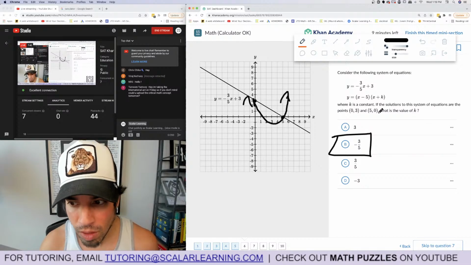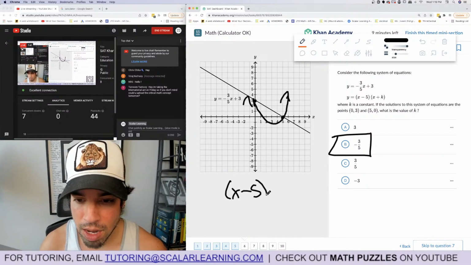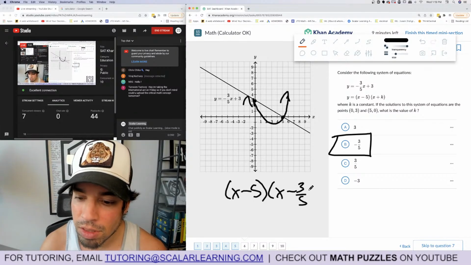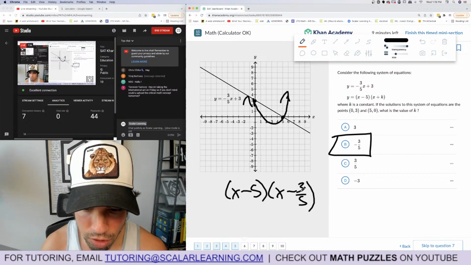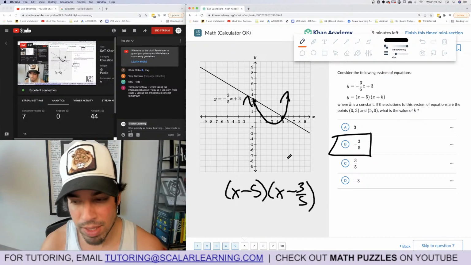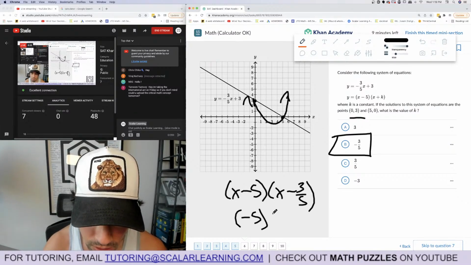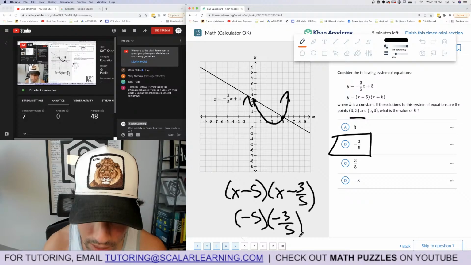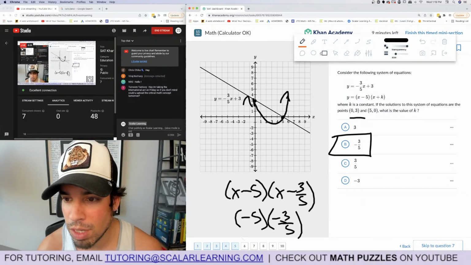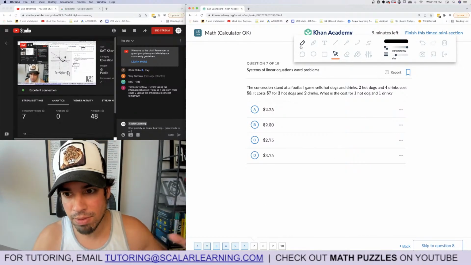Now, I'm going to test it out. So if I have x minus 5, x minus 3/5, that would mean if I plug in 0, I'd get 3, right? I already know if I plug in 5, I get 0. So now I plug in 0 for x. That's negative 5, because 0 minus 5 is negative 5, times negative 3/5. Look at that. Negative 3/5 times negative 5 is 3. Boom, done. Verified. So that was using a little bit of looking at the graph and then plugging and chugging.